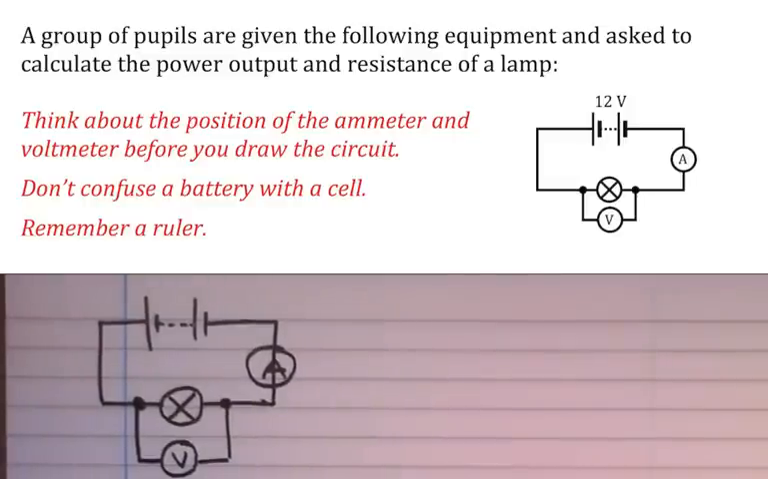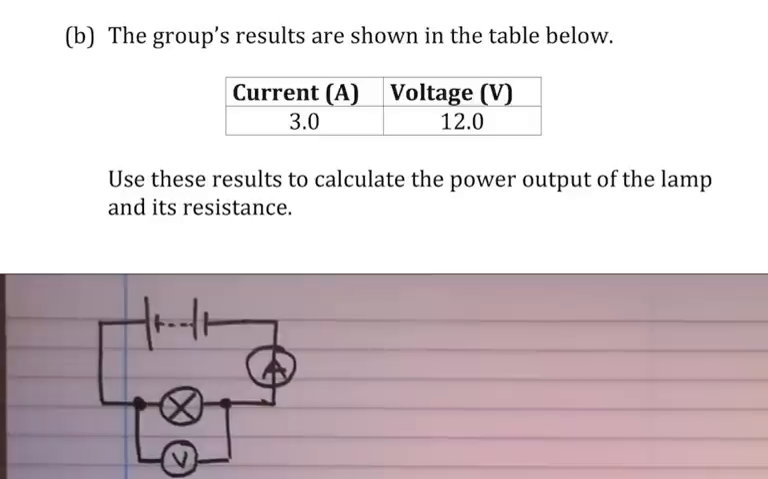If I can find the next question, it looks a little bit like this. So remember, we saw this circuit and we've been asked to work out the power, asked to work out the resistance. So here's some typical data. What does it say? The group's results are shown in the table below. Use these results to calculate the power output of the lamp and its resistance.